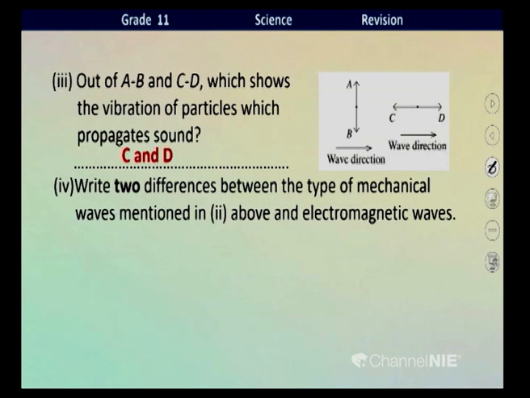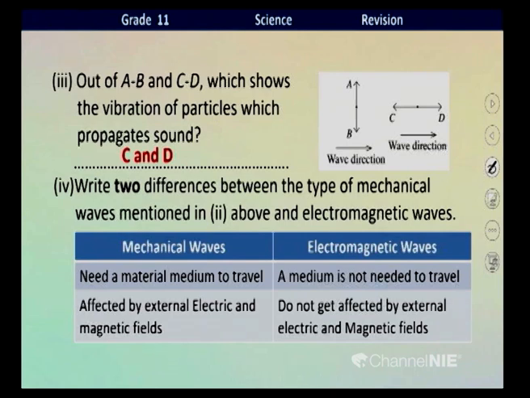Write two differences between the type of mechanical waves mentioned in 2 above and electromagnetic waves. The type of mechanical waves we mentioned in the previous question is water waves. Here you have to write a difference between water waves and the electromagnetic waves. Here are the differences between the mechanical waves and the electromagnetic waves. You can go through them, children. There are some more differences. Here I have used only 2 differences. Right, children? Okay. Then move to the next question.